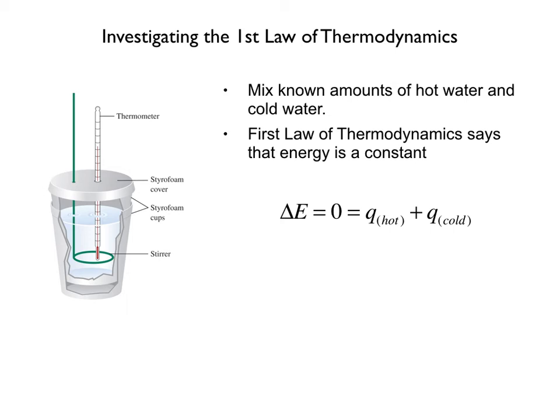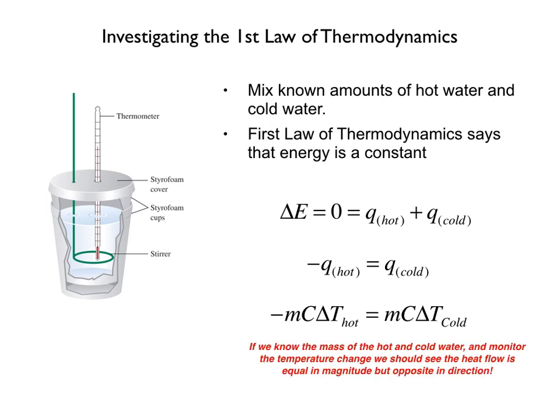That also means that has to be equal to the sum of the heat flow from the hot water to the cold water. We can rearrange that equation and say negative Q of the hot water has to be equal to Q of the cold water. So all the heat lost by the hot water has to be equal to all the heat gained by the cold water. We can then substitute in for Q and say that negative MC delta T for the hot water has to equal MC delta T for the cold water. And so we'll see how that works in this first part of the experiment.